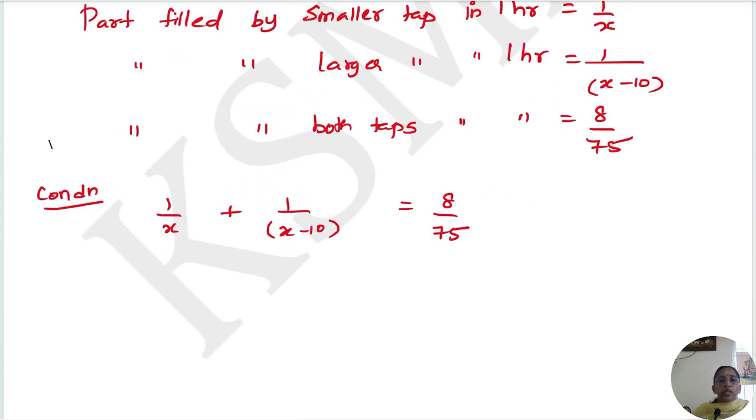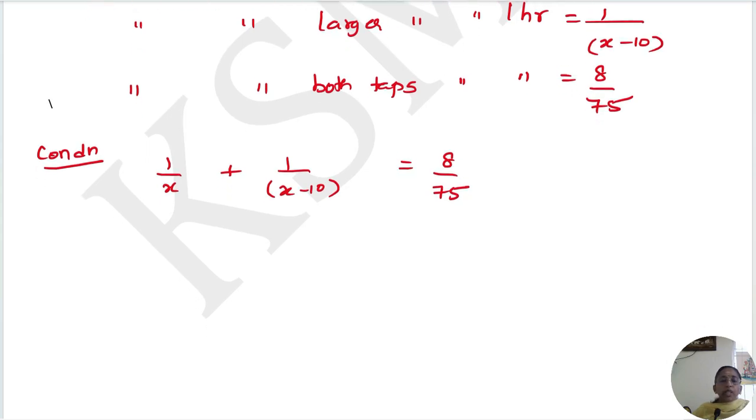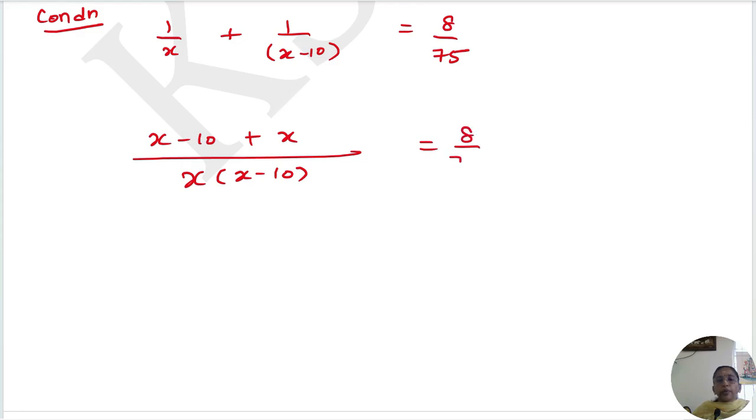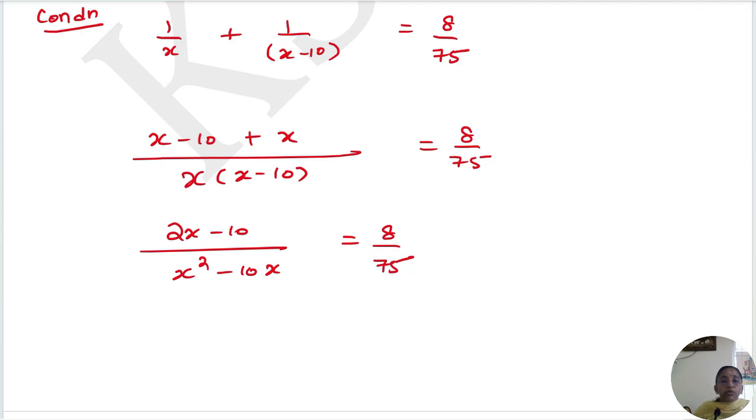So here, take your LCM x times (x minus 10). So (x minus 10) plus x over it is equal to 8 divided by 75. So (2x minus 10) divided by (x square minus 10x) is equal to 8 divided by 75. Do your cross multiplication so that you can get your equation. So our equation is 4x square minus 115x plus 375 is equal to 0.